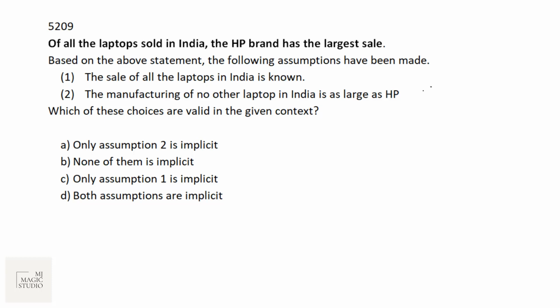So the first one itself is from statement and implicit explicit conclusion type. Of all the laptops sold in India, the HP brand has the largest sale. Of all the laptops sold, HP brand has the largest sale. Based on the above statement, the following assumptions had been made. This statement can be based on which of the following assumption?